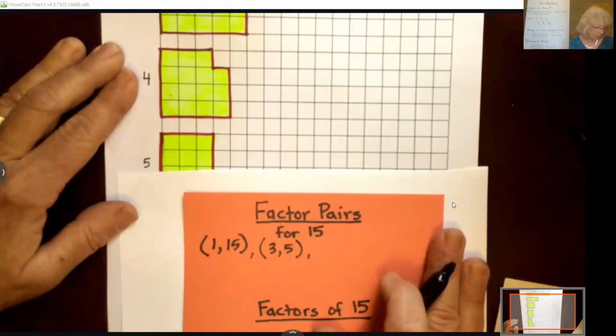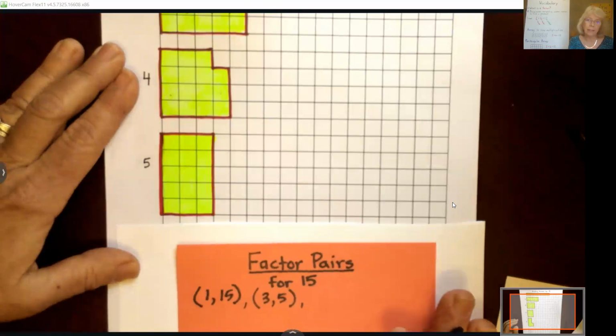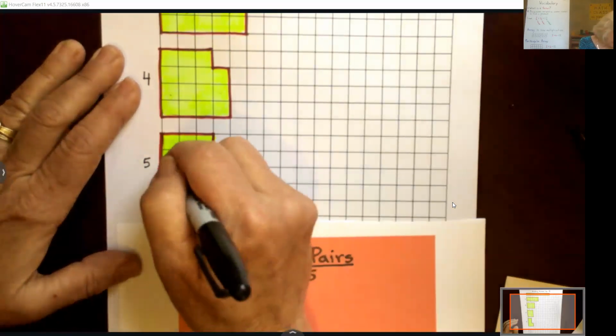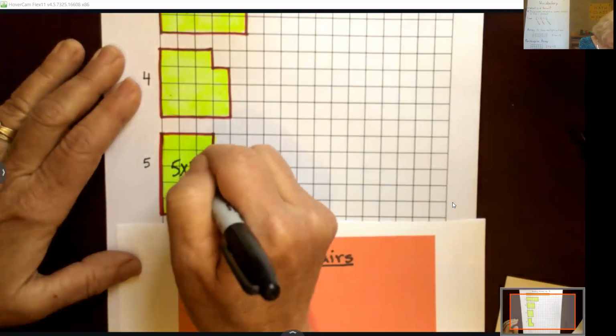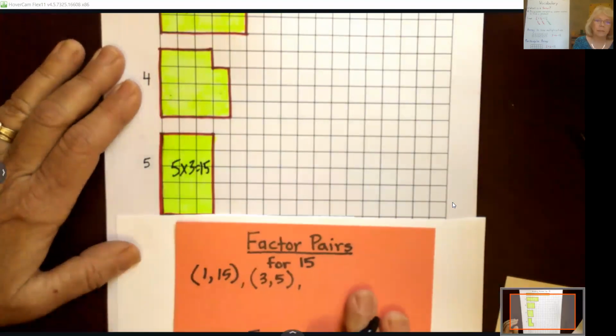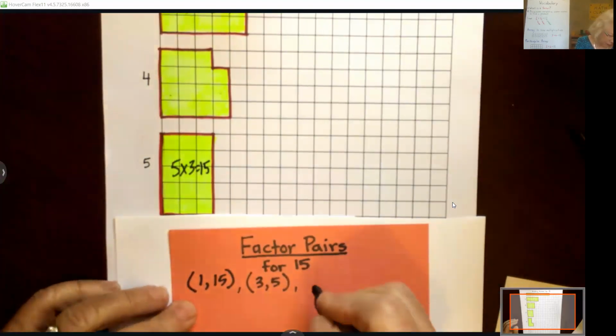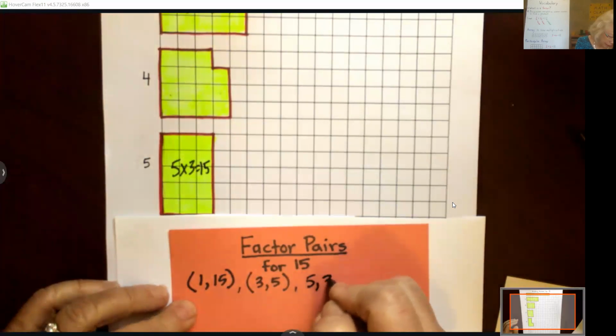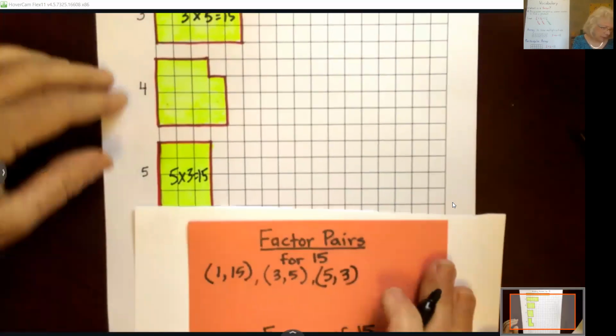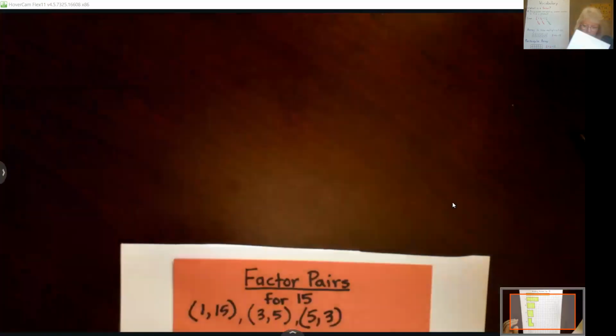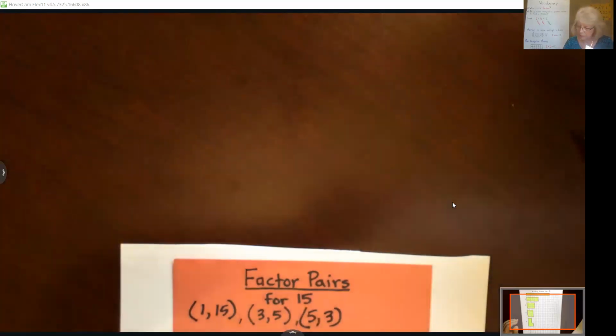So we're going to go on to 5, and there we have it. 5 times 3 equals 15. So we do add that to our factor pairs, and we have 5 and 3. So we're going to go on and check our higher numbers and see what happens.